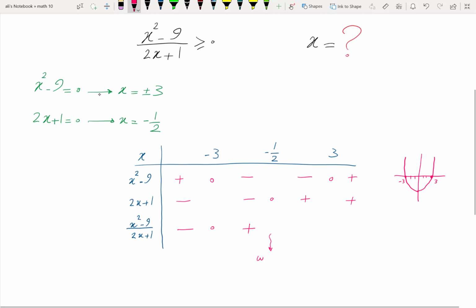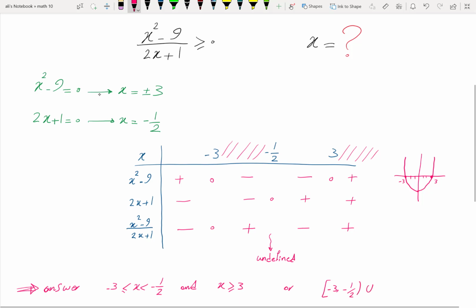Because the denominator of the fraction at x = -1/2 is 0, the whole fraction isn't defined. The sign of the fraction for x between -1/2 and 3 is negative, and for x greater than 3 is positive. So our inequality's answer is x where the whole fraction has a positive sign.